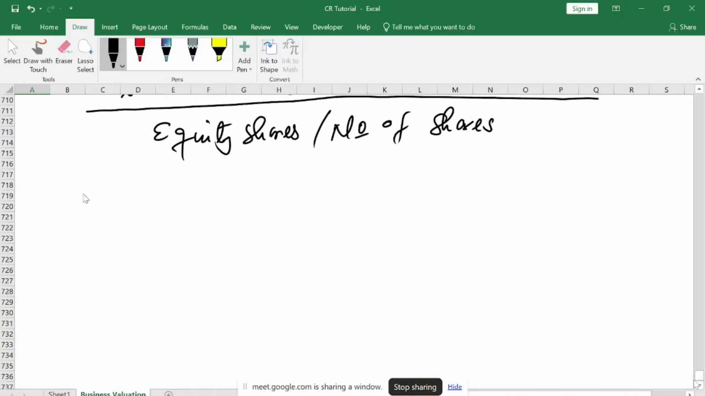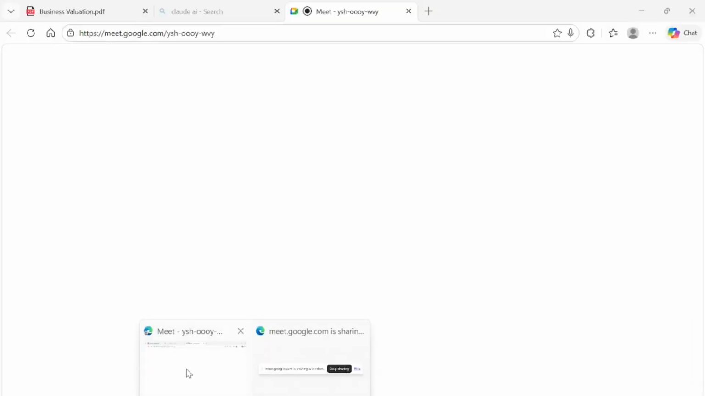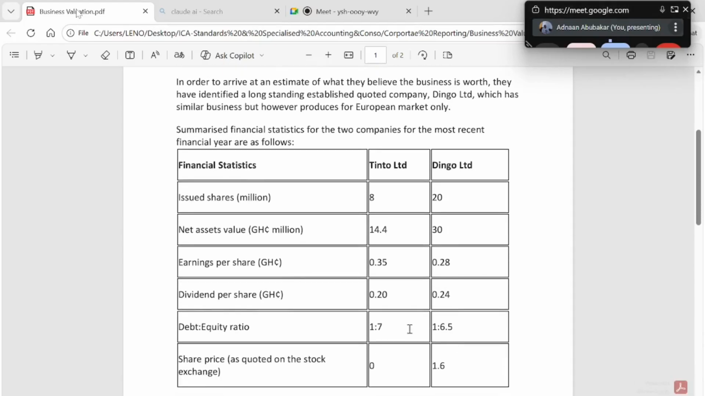So when you are done, then you come and write net assets. How do you determine the net assets? You underline. Then you start quoting the net assets. Please are you with me? Yes, sir. But when you look at this very question, they have already calculated the net asset for us. Can you see it in the question? Please check. Yes, sir. After the shares, you realize that they've already done the calculation for the net assets. 14.4.